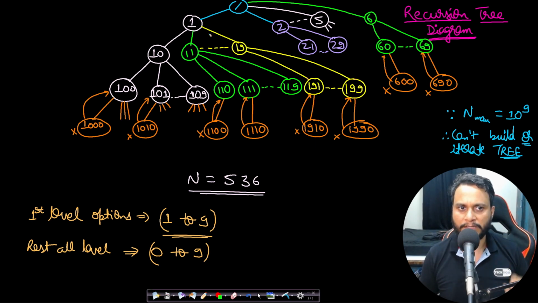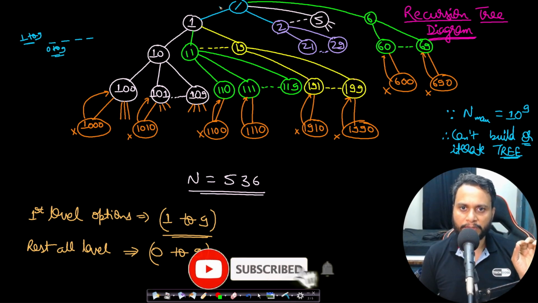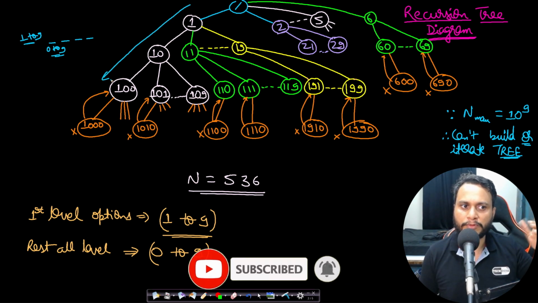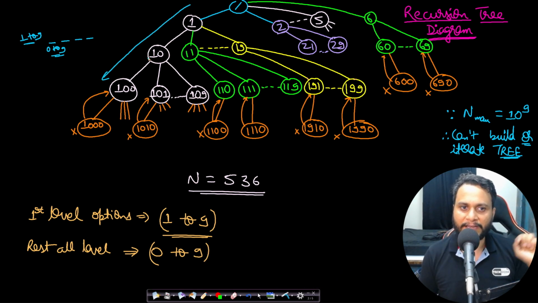Just to recap, the first digit will have options from 1 to 9. But after the first digit, every other digit, which is not the most significant digit, can have options from 0 to 9, not from 1 to 9. So accordingly, I have made the recursion tree diagram, and if you keep moving to the left, then these will give you the lexicographically increasing ranked numbers.